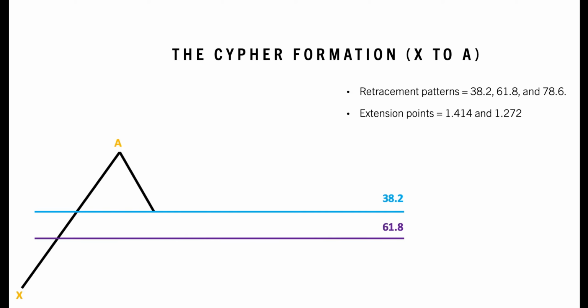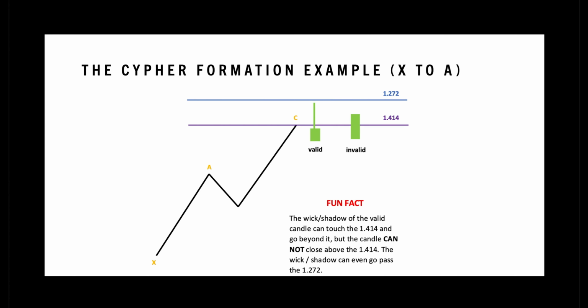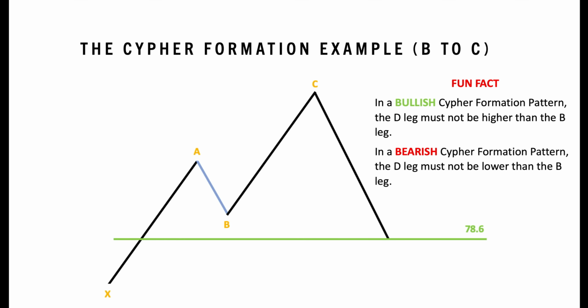But if everything is valid, you can then identify the C leg. And during the C leg, you will be looking for an extension of the X to A leg. In other words, the market should push up higher than the A point. So when identifying a valid C leg, you will use the Fibonacci retracement tool, going from X to A and then back down. During this time, you're looking for the market to touch the 1.272 extension point, but cannot close beyond the 1.414. Here's just a little cipher formation example from B to C.